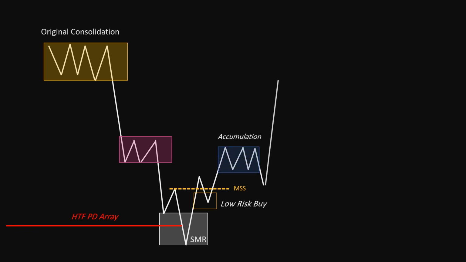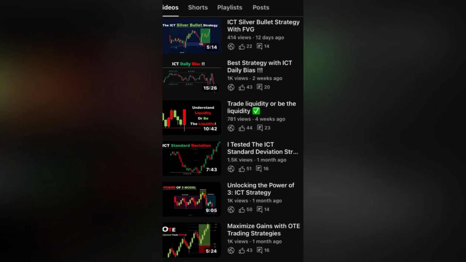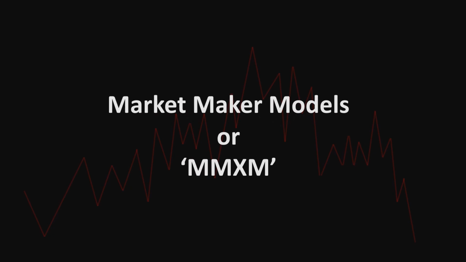Market maker models, better known as MMXM, are schematics which represent algorithmic price delivery in the most objective manner possible. To define market maker models, we must first understand what they represent. Market maker models show true accumulation, manipulation, and distribution, the power of 3. If you don't understand the meaning of PO3, watch this video. From now on we will refer to market maker models as MMXM.